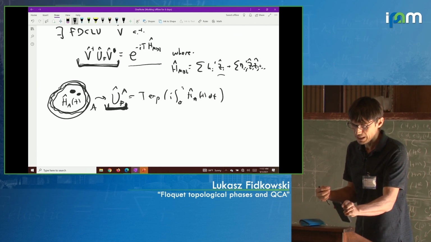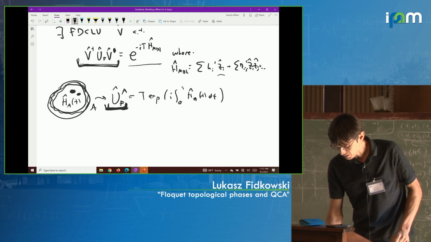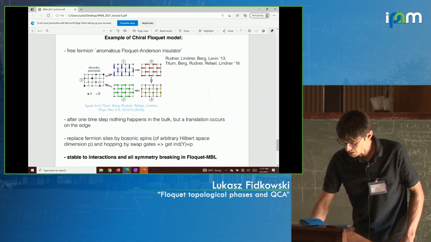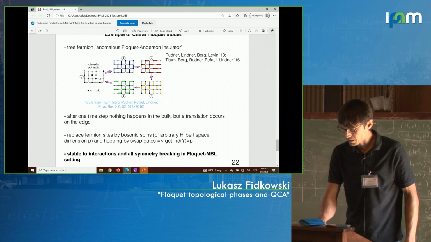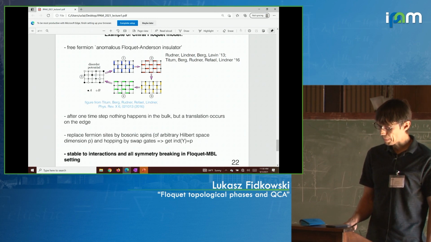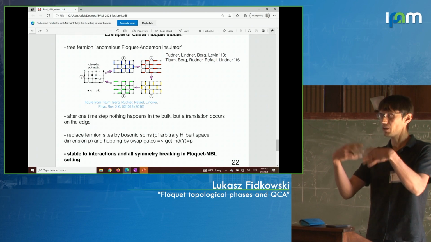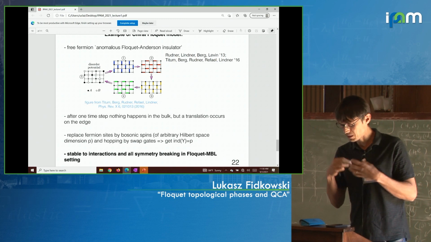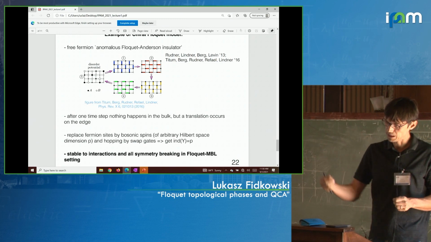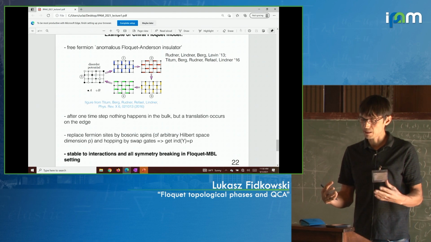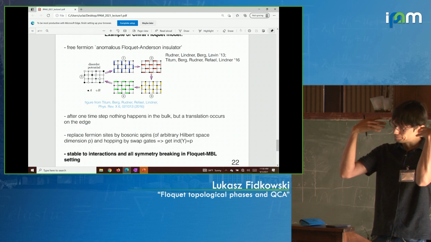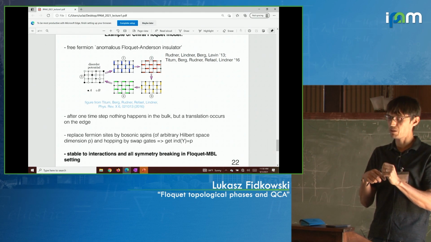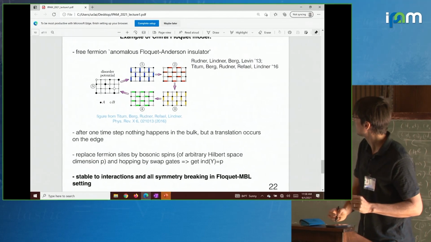Okay, so that's all very abstract. So maybe the picture that I'll end on is a particular example of this. People came up with this in the context of free fermions, and we generalized it to interacting systems protected by MBL. There's an explicit example of such a Floquet Hamiltonian, a periodic time-dependent Hamiltonian, which has frozen local conserved quantities in the bulk and implements this non-trivial QCA at the boundary. And that's shown in this picture here.